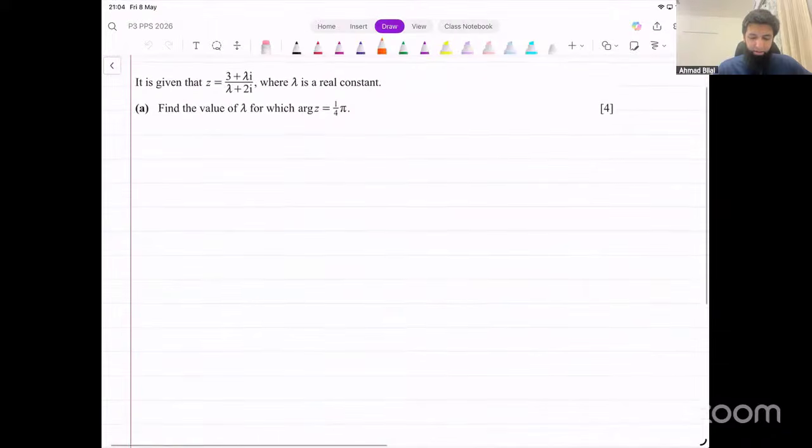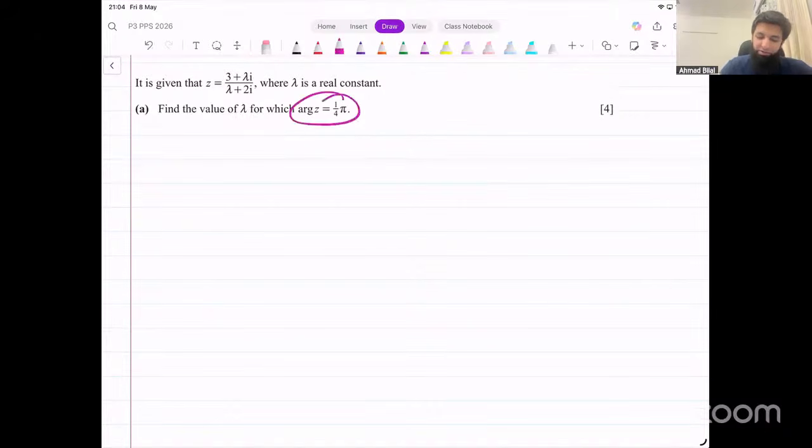Now, it's given that z is equal to (3 plus lambda iota) divided by (lambda plus 2 iota), where lambda is the real constant. Find the value of lambda for which argument of z is equal to this. So we find the argument of this complex number z, and we put that equal to pi over 4, and that will give us the value for lambda. How do you find the argument of this number?